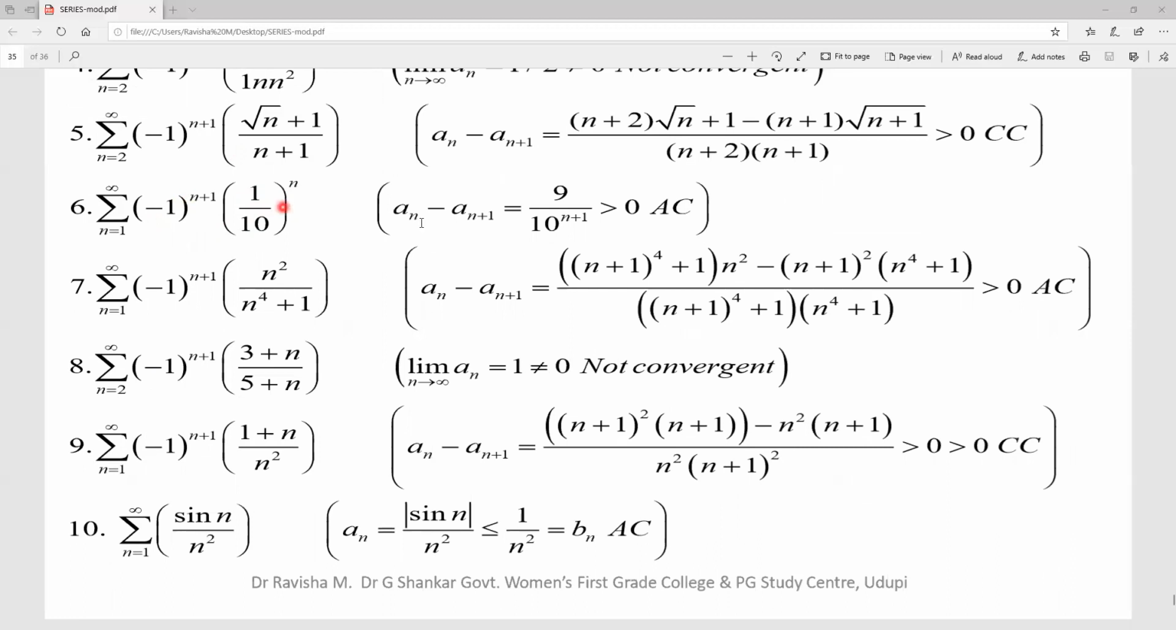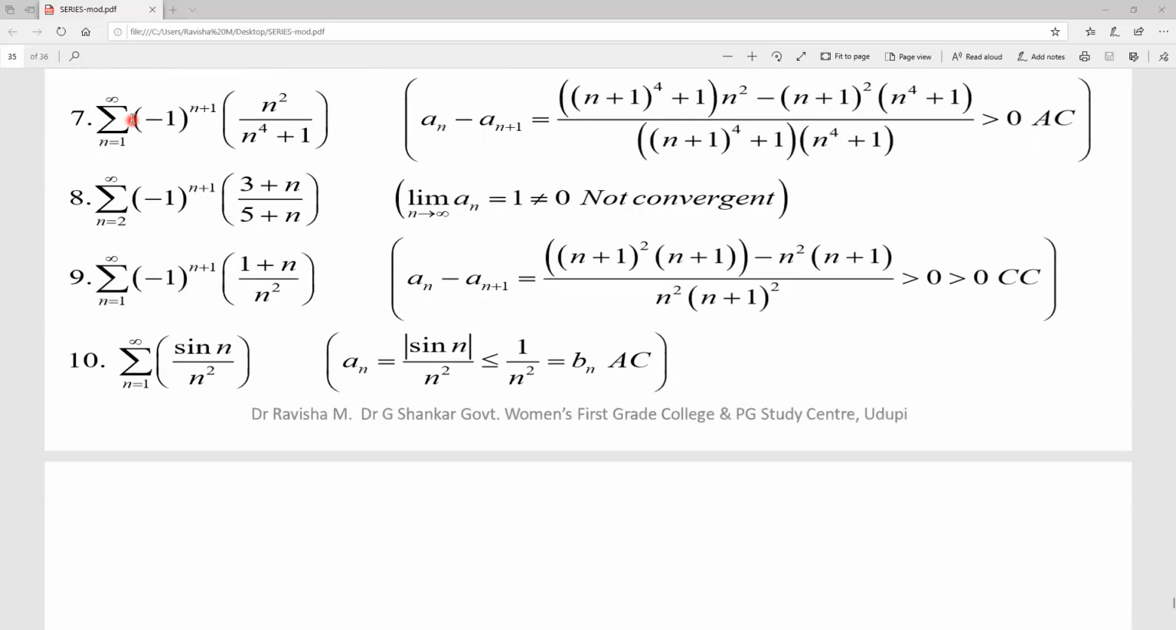First condition verified. Second condition: 9 by 10 to the power of n plus 1 is again positive for all n greater than or equal to 1. And when n tends to infinity, the nth term does not go to 0. I think this is not a convergent series. So it is not absolutely convergent; it is not convergent, first of all. Let us move to the next problem.